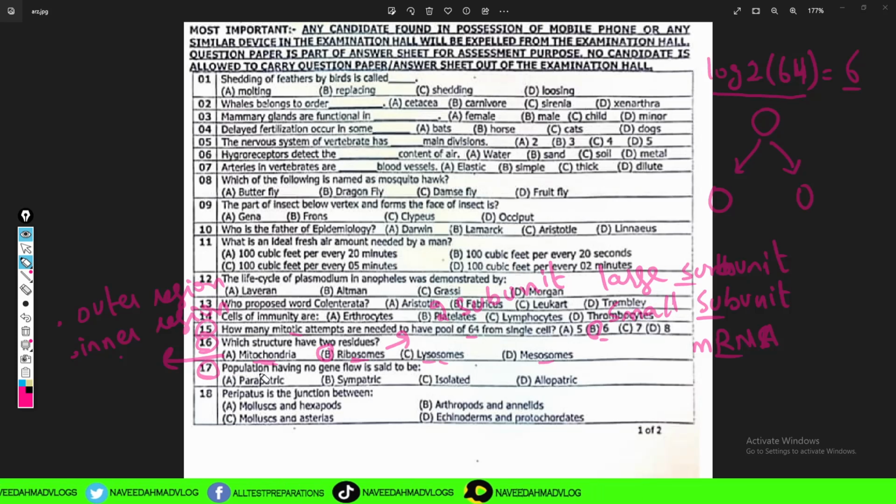Question number 17 is, population having no gene flow is said to be option A, parapatric, option B, sympatric, option C, isolated, and option D, allopatric.